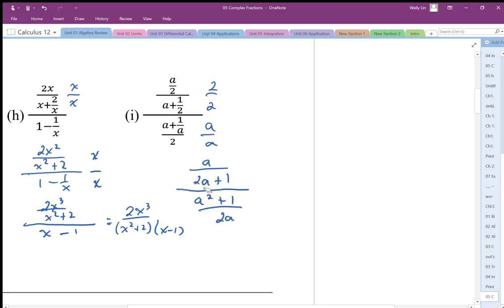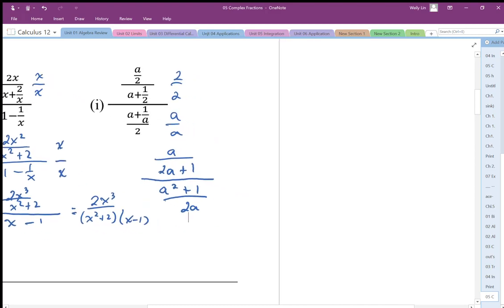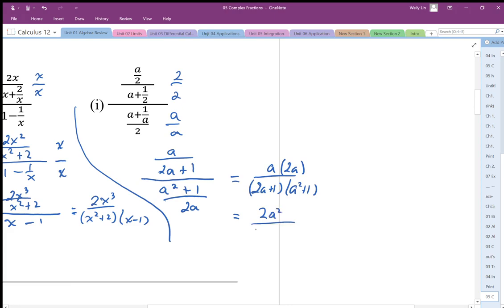Again, these are not factors, so they don't cancel out. The plus 1s are not factors either. So I'm going to just make this into one fraction. A on top, 2a plus 1 on bottom. A squared plus 1 is a divide. 2a is times. So then I can just simplify that to 2a squared over 2a plus 1, a squared plus 1. Okay, so what are some of my strategies here?